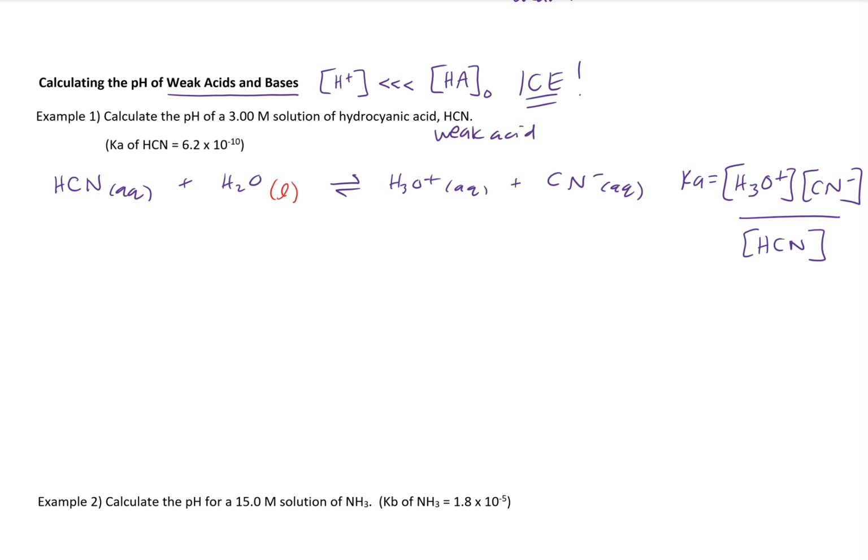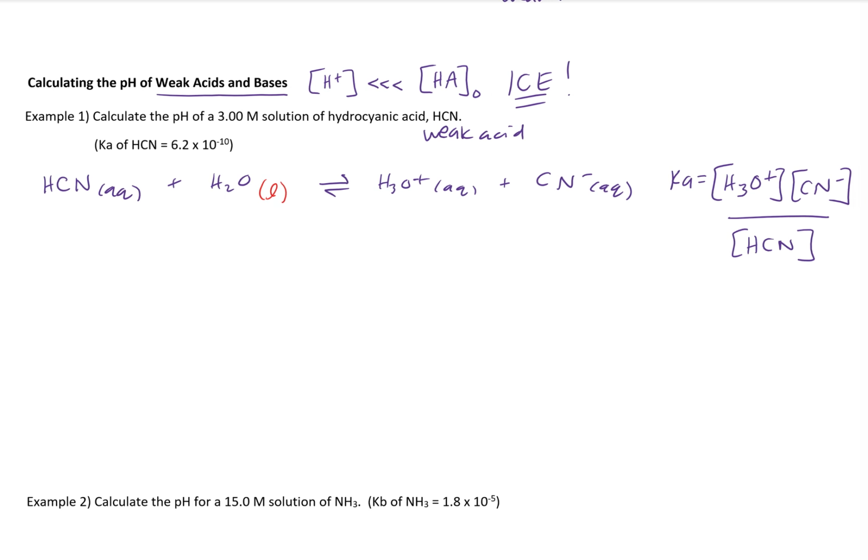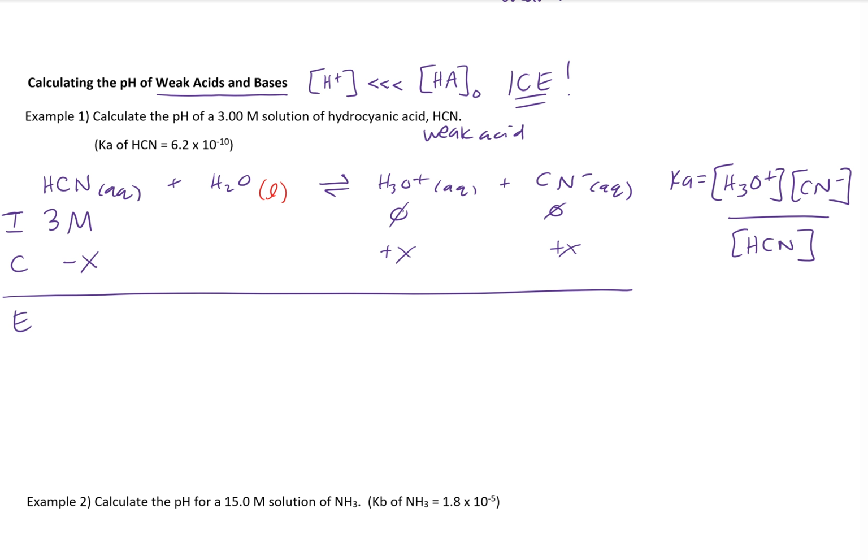Okay, so our initial concentration of the weak acid is 3 molar. So that's our I in our ICE chart. I can ignore the water since it's a liquid, and 0 of our product ions to begin with. The changes are going to be the X's, minus 1X from hydrocyanic acid, plus 1X, plus 1X for our products. And then at equilibrium, hydrocyanic acid is 3 molar minus X, hydronium is X, and the cyanide is X.